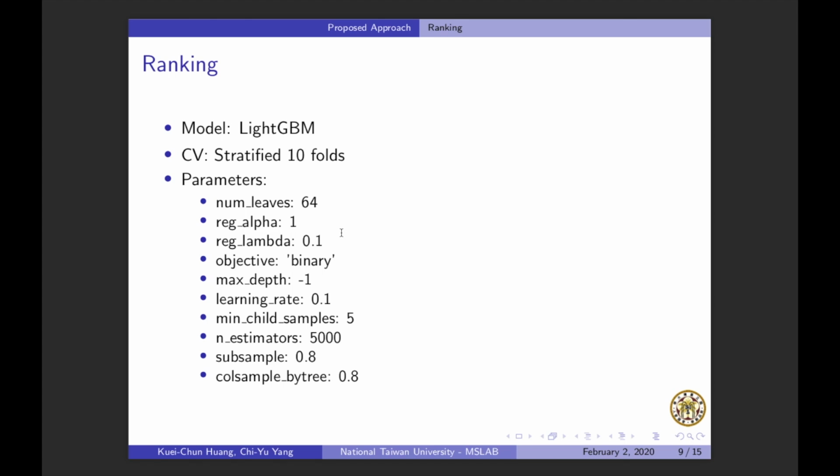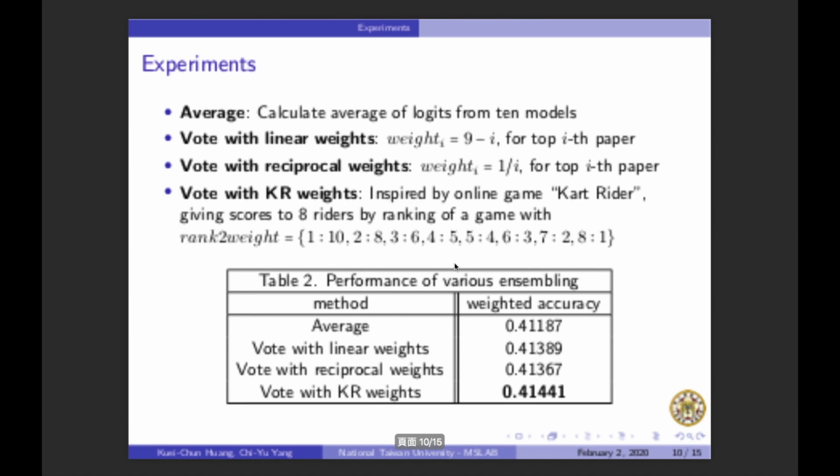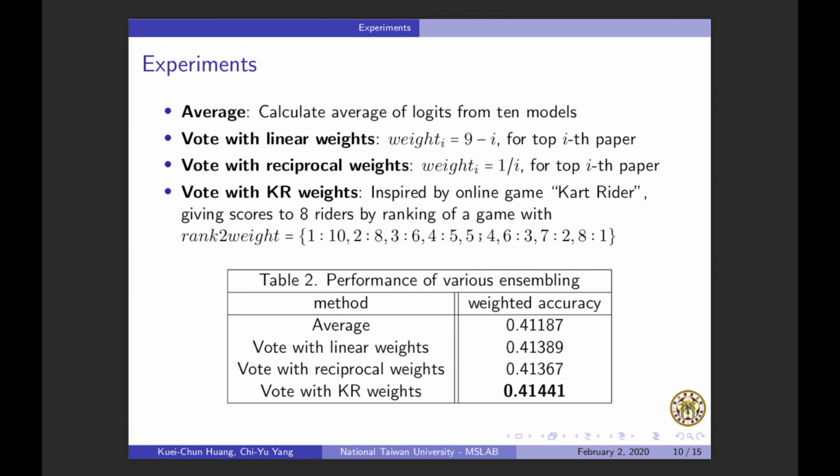Lastly, the ranking stage. We trained LightGBM as the ranking model with stratified tenfold cross-validation. And here are our parameters. To ensemble the 10 models from the tenfolds, we use average and 3 other voting methods. For average, we calculate the average of logits from the 10 models. And for voting methods, we only pick the top 8 papers, obtained by several tens of trials.